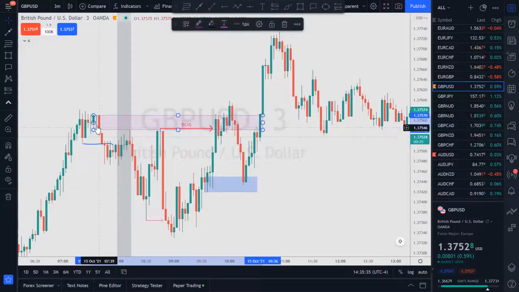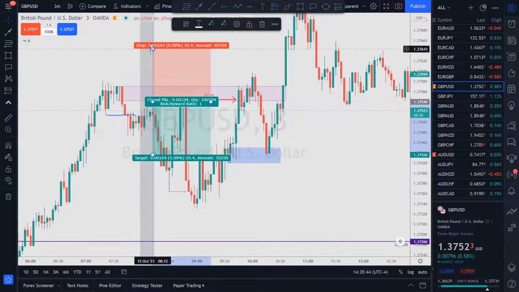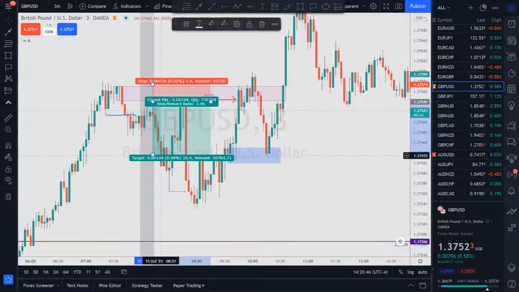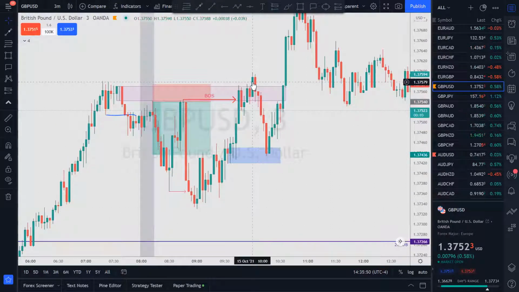Stretch it all the way over. Price came right up there at what time? 8:12. Why couldn't you take that entry? It did not come back up there until over here at 10 o'clock.